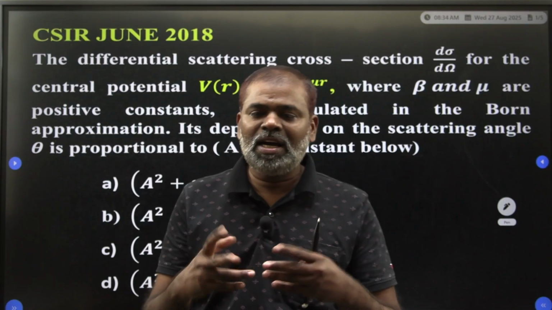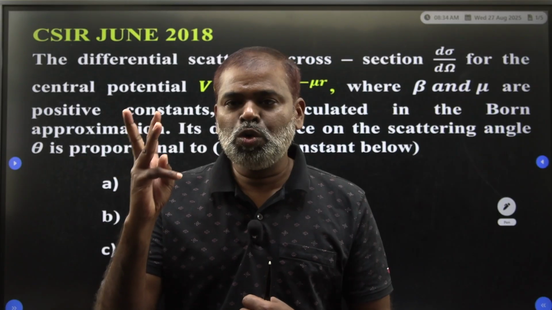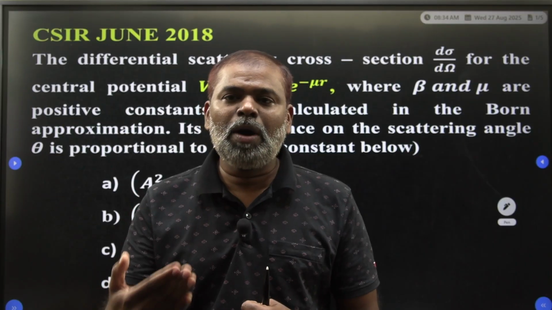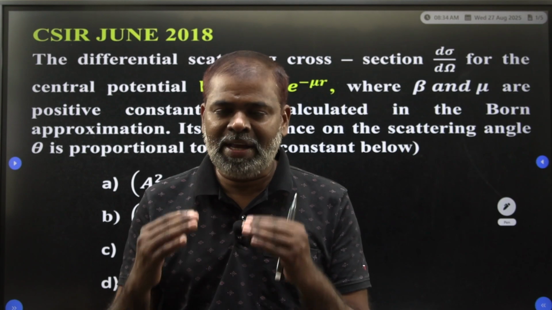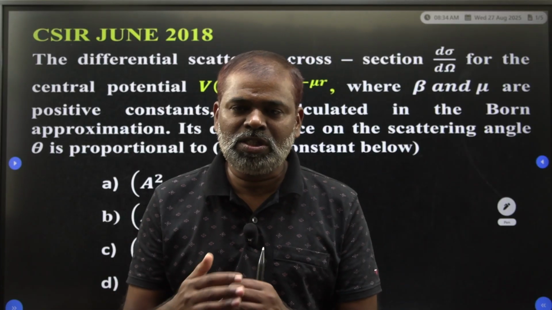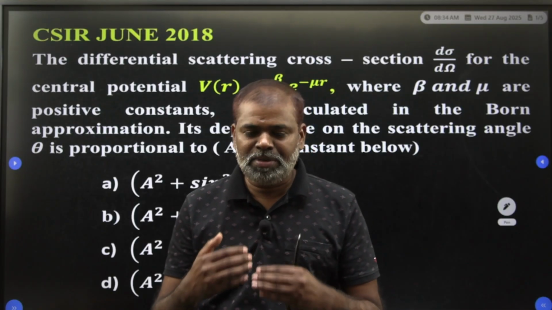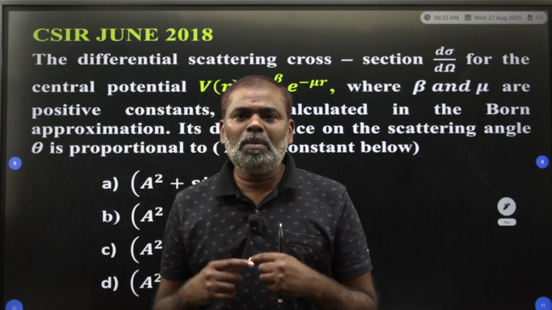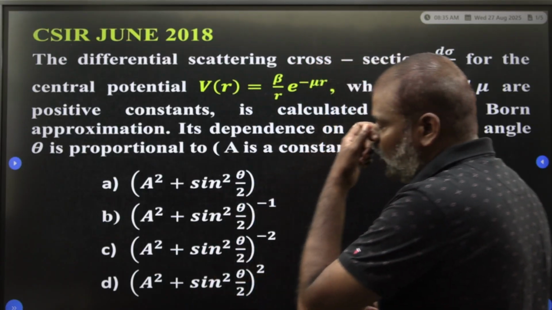So today, after that, there are two approximations to get the scattering amplitude. One is the Born approximation, and another is the partial wave analysis approximation. The Born approximation we also call the weak potential approximation. The partial wave analysis approximation we also call the low energy approximation, and the Born approximation we also call the high energy approximation. Under the Born approximation condition, one question came, so we have to see how to solve it.